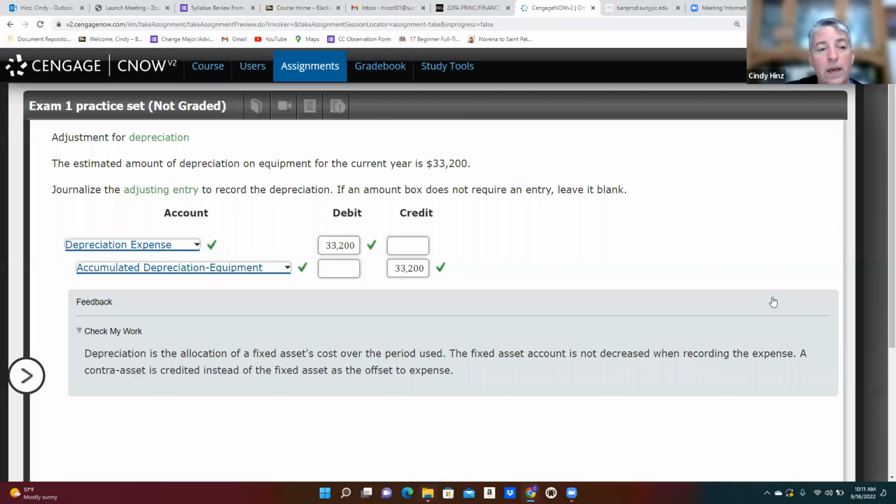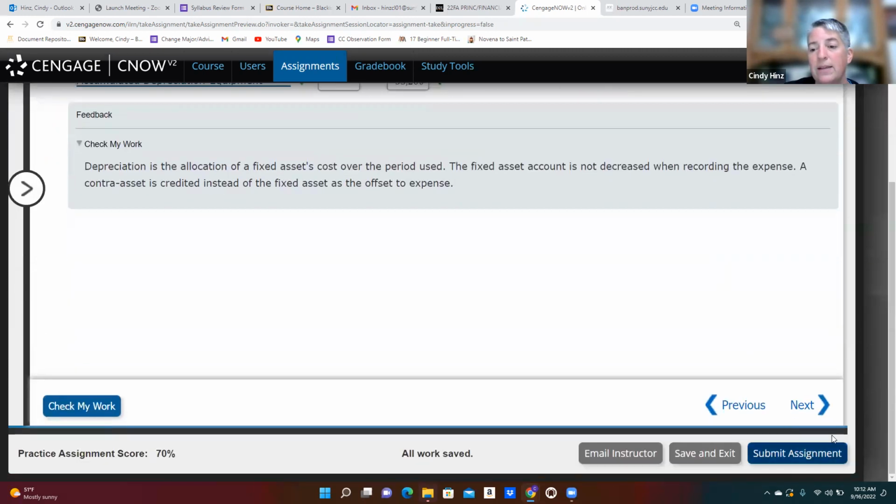Okay, so again, for this chapter, for this exam, you don't need to know how to calculate depreciation. That number would be given to you, so you would only need to know how to do the entry. It will always be a debit to the depreciation expense and a credit to the accumulated depreciation for that particular asset class.